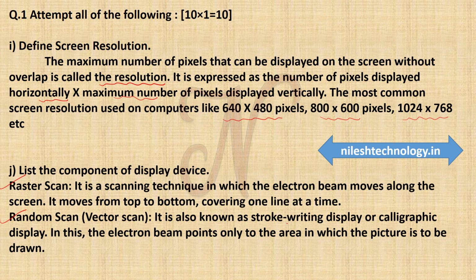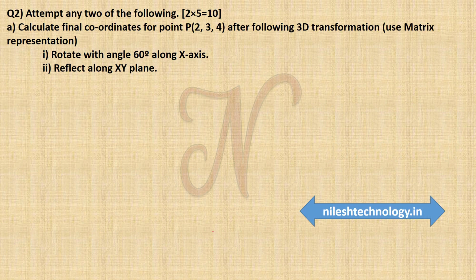It is also known as a stroke writing display or the calligraphic display. In this, the electron beam points only to the area in which the picture is to be drawn. Okay, so here we finish the first question. Proceed to question number 2.